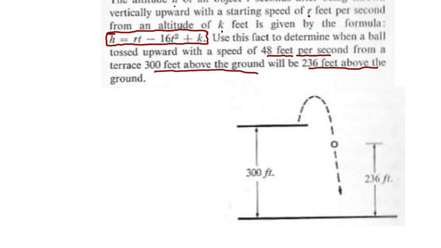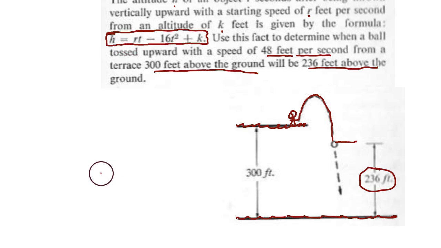This picture helps explain what's going on. Here is the ground. Here is a terrace, which is 300 feet above the ground, and there's a person standing on the end of that terrace with a ball in his hand. He tosses the ball upwards. Because of gravity, it will slow down and at some point start to come downward. The question is, how much time does it take for the ball to reach a height of 236 feet above the ground? This physics formula gives us a way to get the answer.